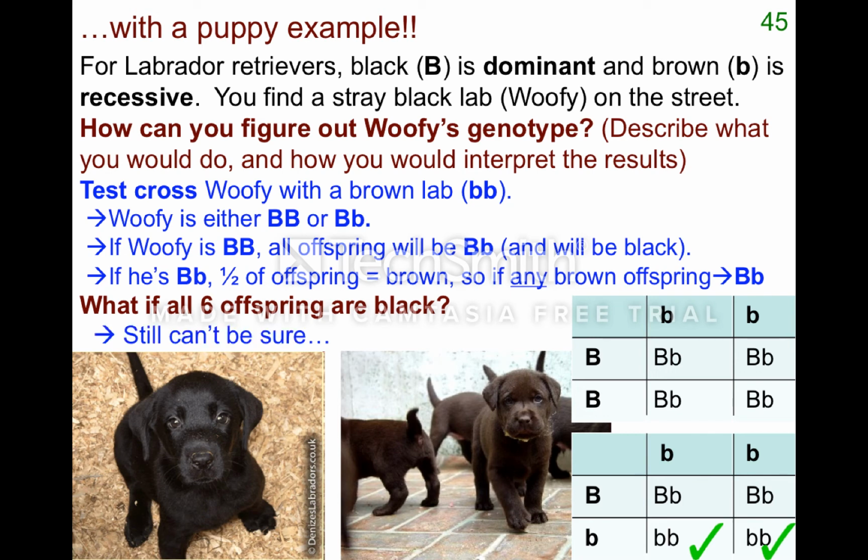Okay, so the thing is, you can't really be sure still. For all you know, the 7th offspring might be brown. Yes, it's somewhat unlikely. It's a coin flip: it's a 50-50 chance, if he's actually heterozygous, that you get a black or brown one. So it's kind of like flipping a coin 6 times and getting heads 6 times, which is still not that unlikely. So the more times you do this test cross, the more puppies you see, the more likely it is that it's this condition and not this. Let's keep that in mind.